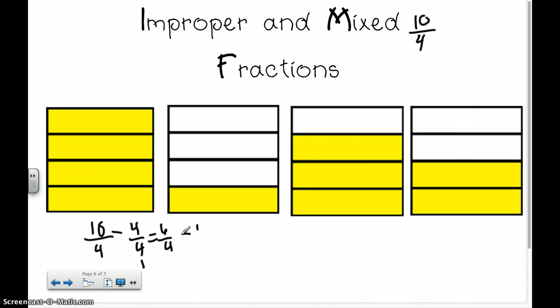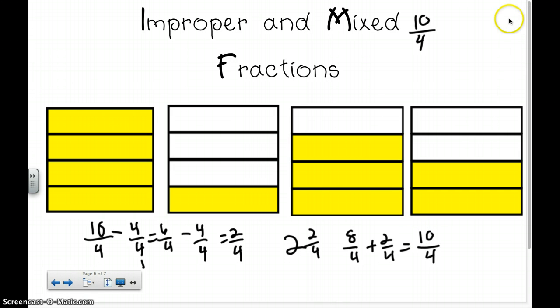I can take out another whole of 4/4, and that's going to give me 2/4. So I have 2 wholes and 2/4 left over. So that's how I change it from an improper to a mixed. I know that 2 wholes, if I'm dealing with fourths, is going to be 8/4. I add my 2/4 that are left over, and that's going to give me my 10/4 back. So that's how you can use addition and subtraction to help you.